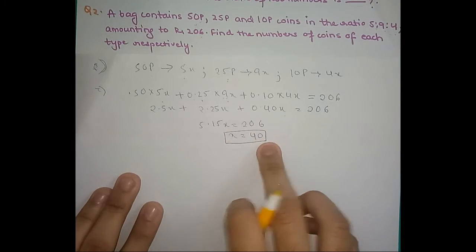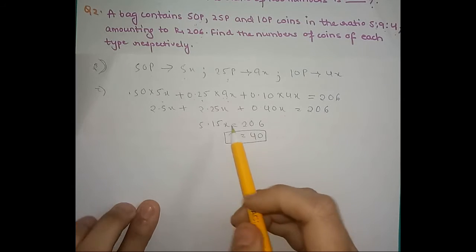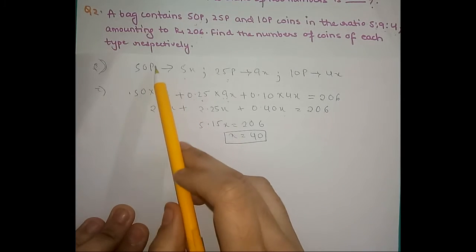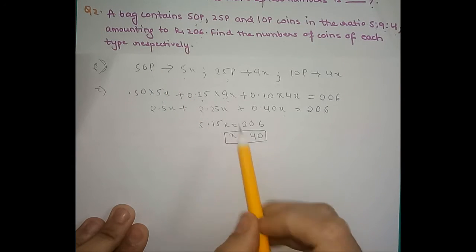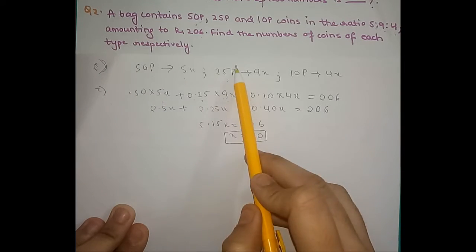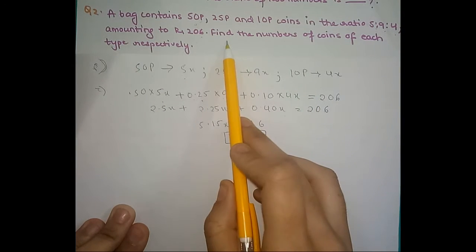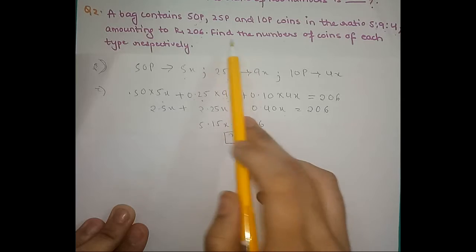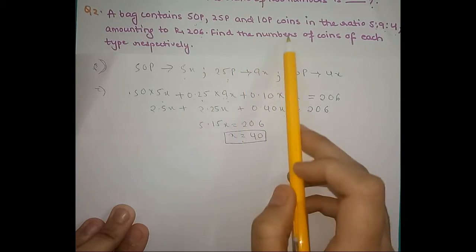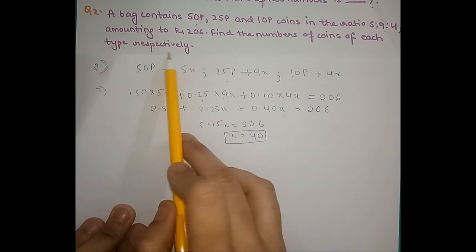Now in this way, you can calculate the total number of 50 paise coins, 25 paise coins and 10 paise coins, because that is what is asked in the question, right? You have to find the number of coins of each type respectively.